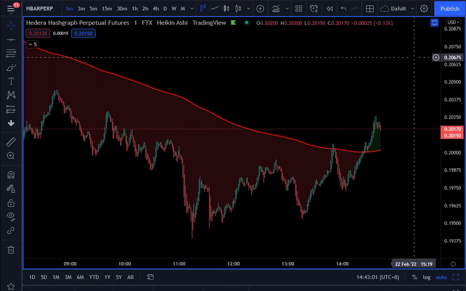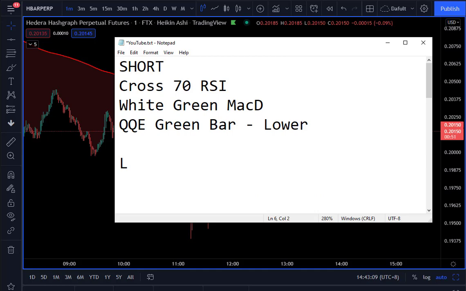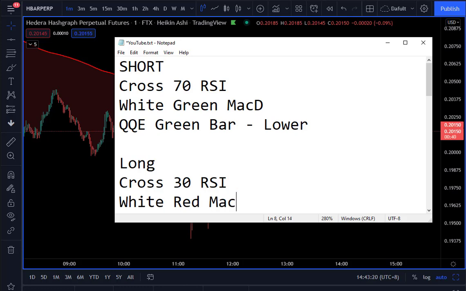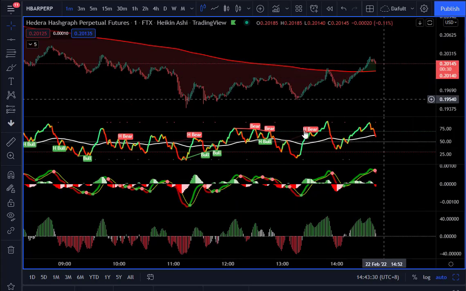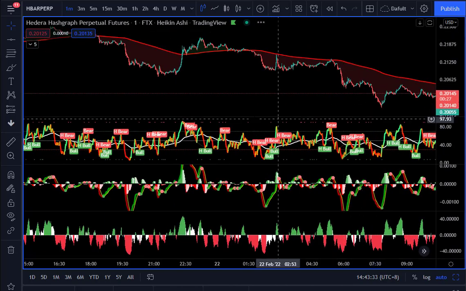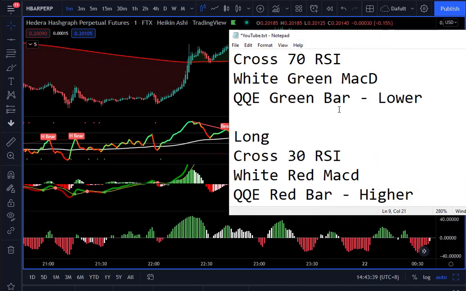So I hope you find this video useful. Basically, the indicators, whatever I say. So that's one type, the long one, just in case you didn't get it. Cross 30 RSI, the white MACD, and then the QQE red bar, and then it goes higher. If I'm not wrong, let me just double check. I don't want to give you the wrong thing. Oh yeah, correct. So it's the opposite of short.